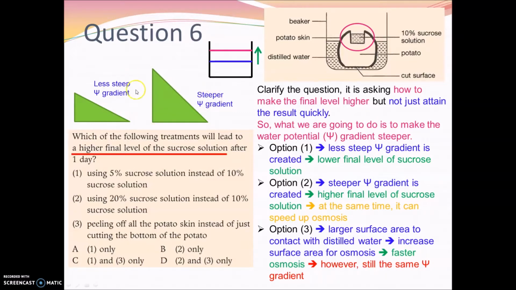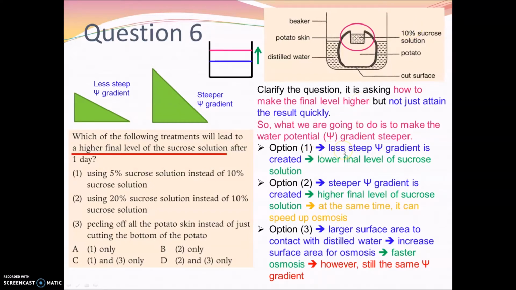Okay, a bit steeper. So that's why there's a less steep water potential gradient, and it is a steeper water potential gradient. So that means outside it is distilled water. The water potential must be that high. But for the sucrose solution, I would like to make the difference of the water potential between them become bigger. So option 1, use 5% sucrose solution instead of 10%. That means we use a dilute sucrose solution, not that concentrated, from 10 to 5%.